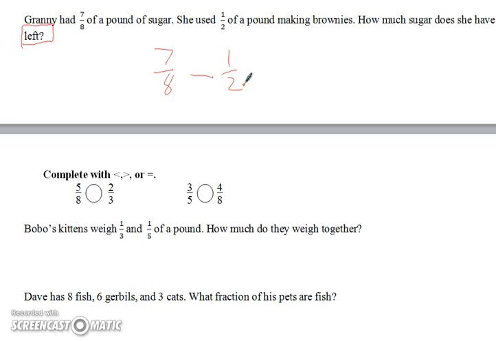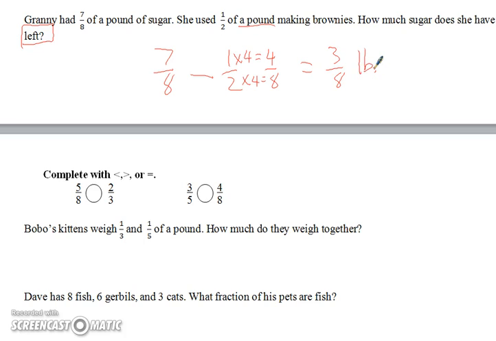Because I'm subtracting, I need to get my denominators the same. I can change a 2 to an 8 easily by multiplying times 4. So this is now 4/8. 7/8 minus 4/8 equals 3/8, and it was 3/8 of a pound.